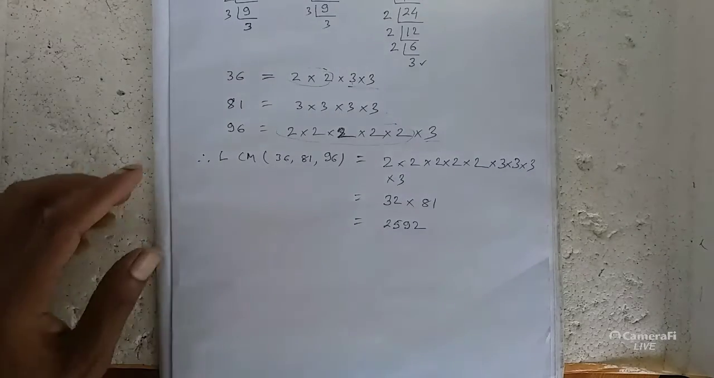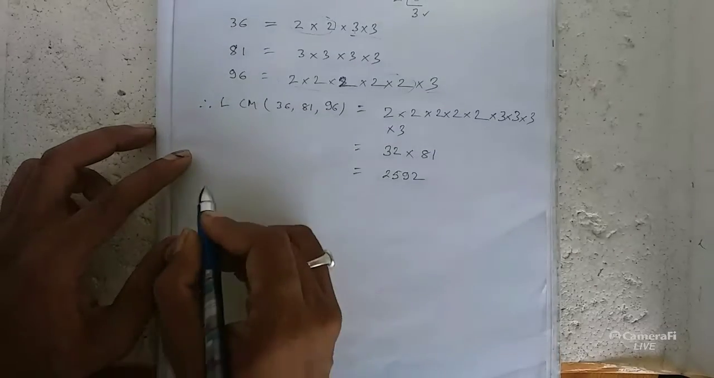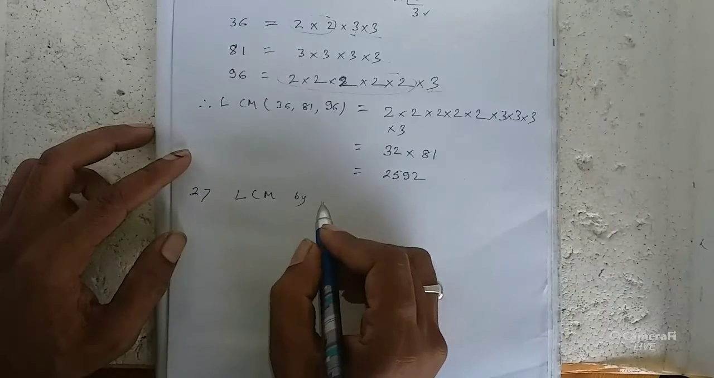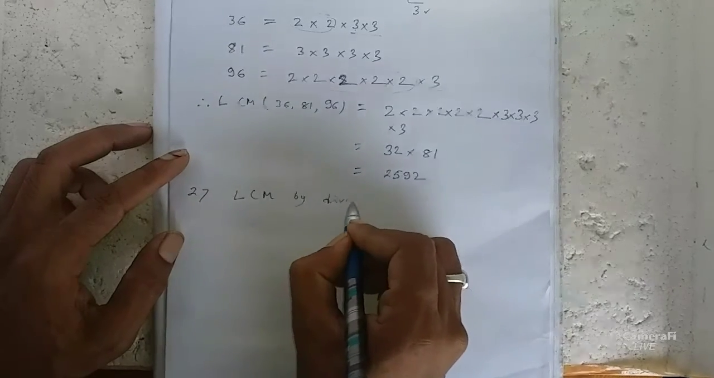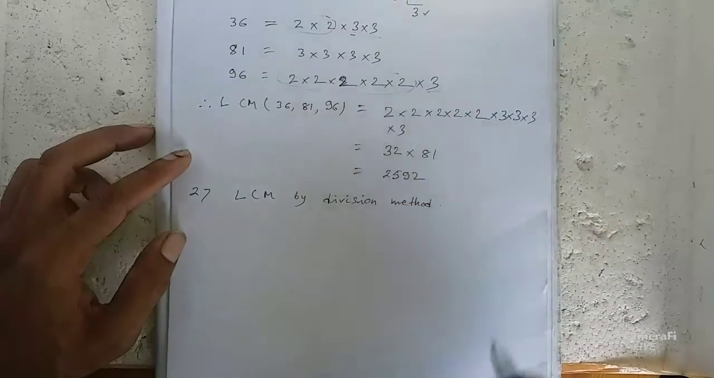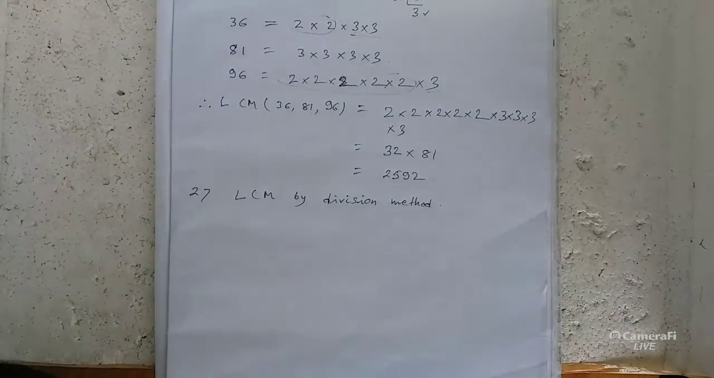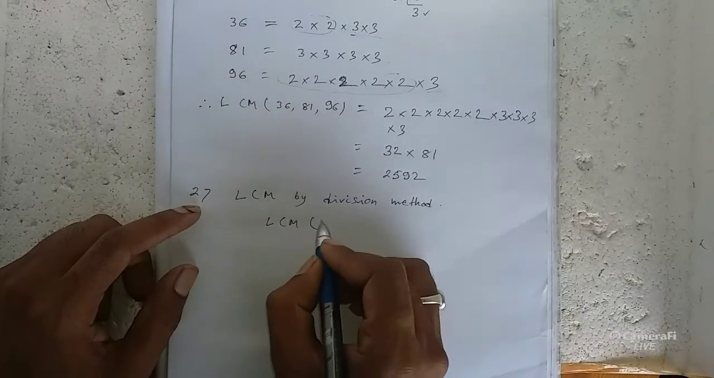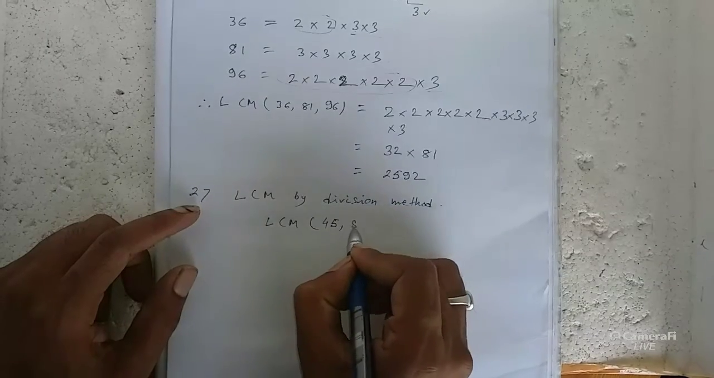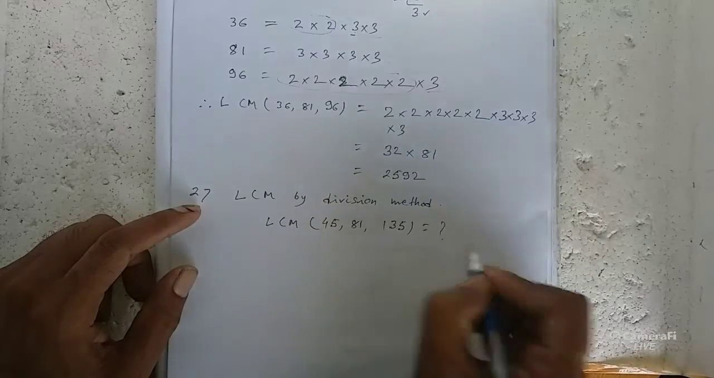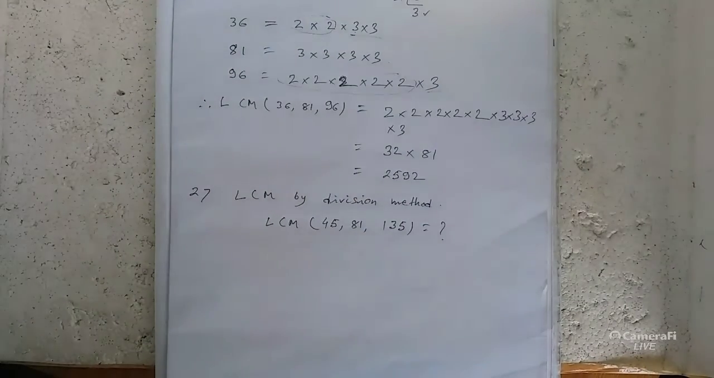Now, we are going to the next method, which is LCM by division method. What is this method? Suppose we have to find the LCM of 45, 81 and 135. We have to find the LCM of these three numbers by division method.